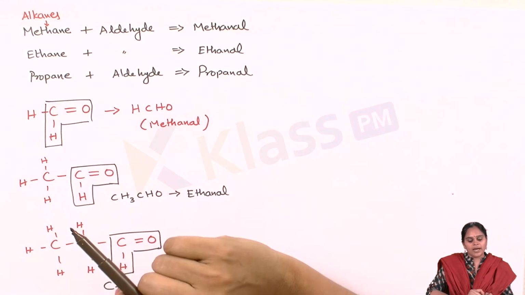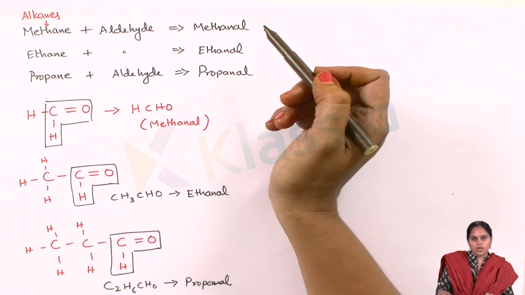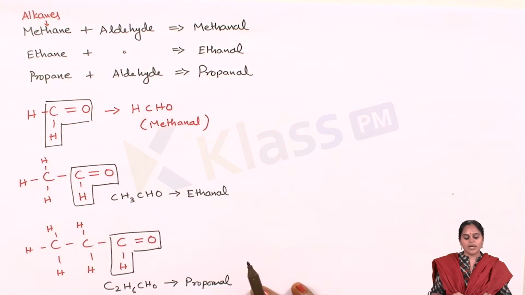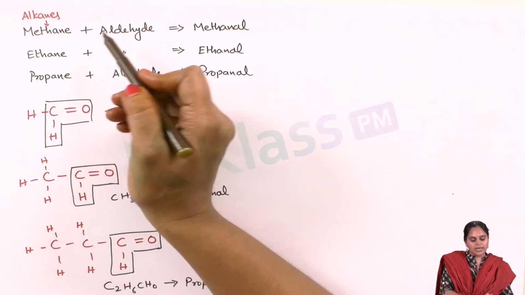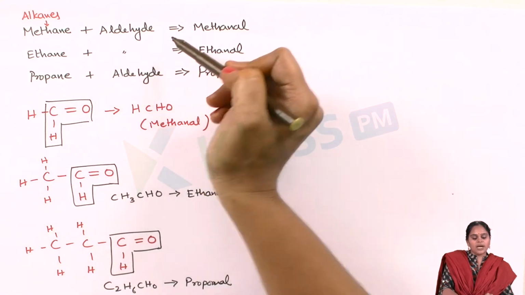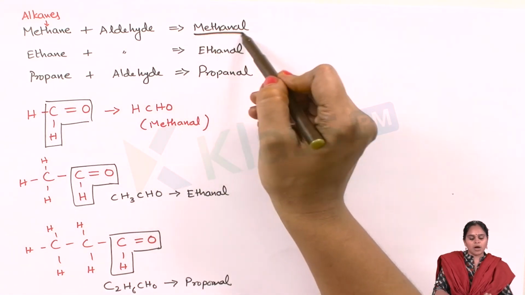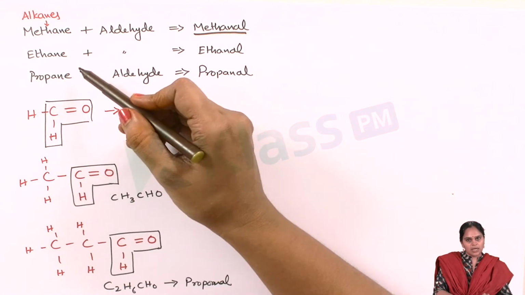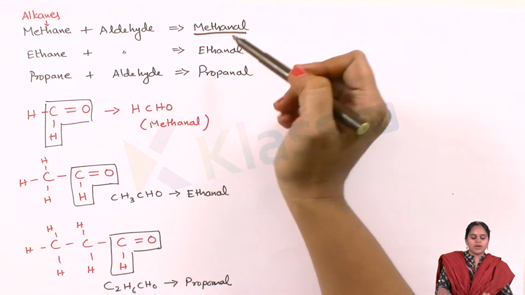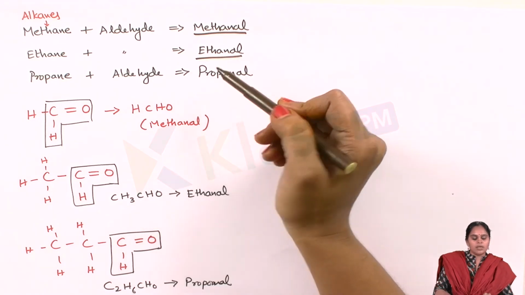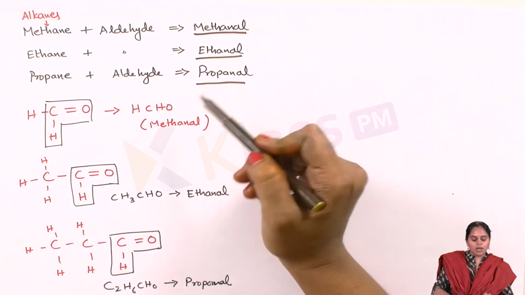Alkane plus aldehyde, what will it give? Alkanal. Alkane plus aldehyde gives you alkanal. For example, methane, we know that is an alkane. Methane with aldehyde, what will it give you? Methanal. Then ethane also is an alkane. Alkane with aldehyde, what will it give you? Ethanal. Propane will give you propanal.